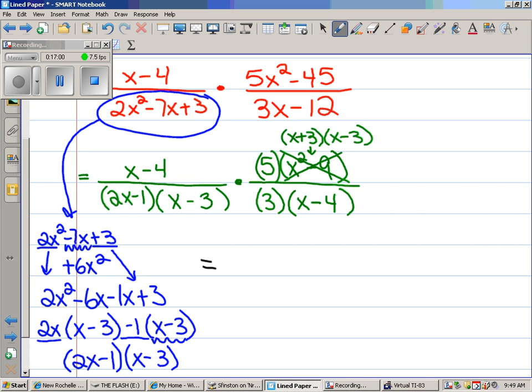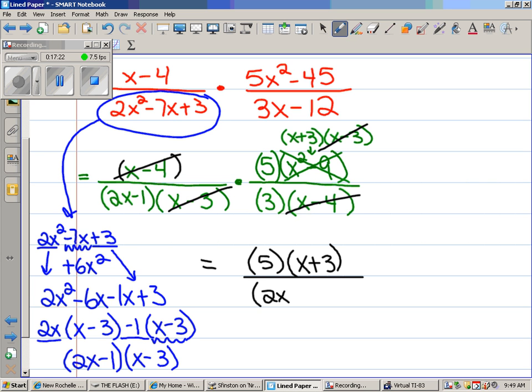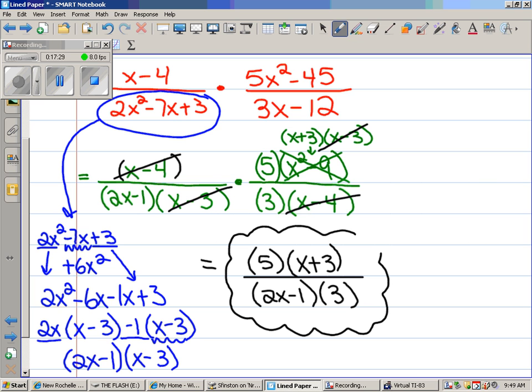Now we just reduce, and that's it. Let's reduce, reduce, reduce, reduce. That's it. We're just going to get 5 times x plus 3 all over 2x minus 1 times 3. That's our answer.